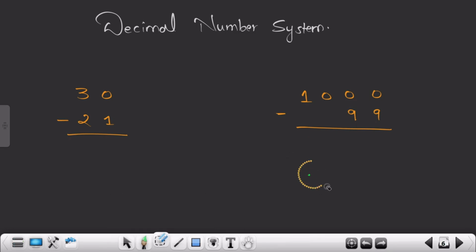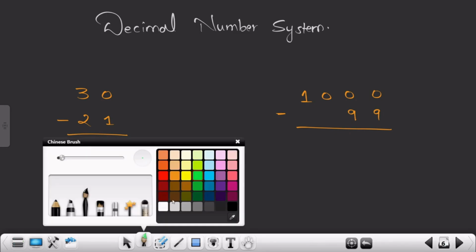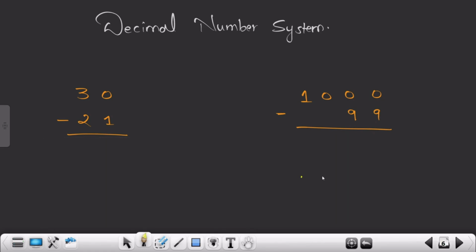Now you'll ask me, sir, why are we solving the subtraction in the decimal number system, why are we not jumping to the binary number system? My dear student, there is one big reason for it. Why I am performing the subtraction with the traditional method is that once we are able to perform subtraction in the traditional method, it will be quite easy for you to apply the same logic when we perform subtraction in the binary number system.